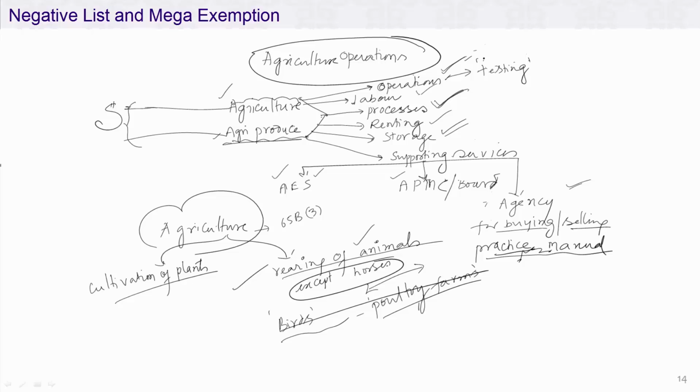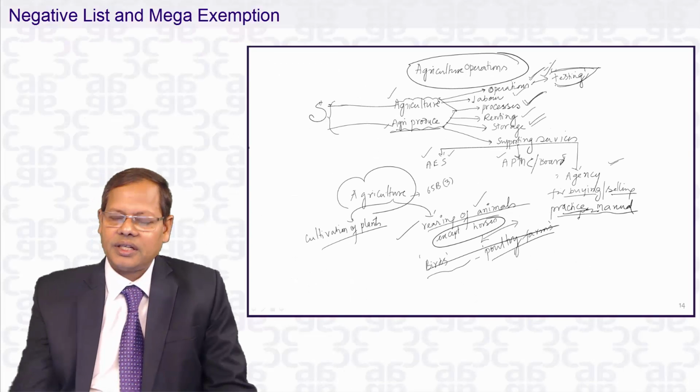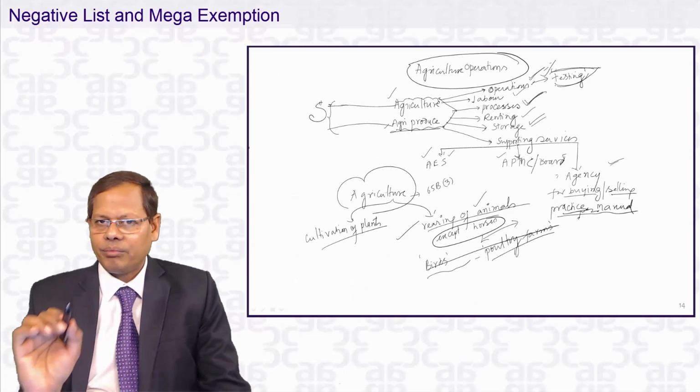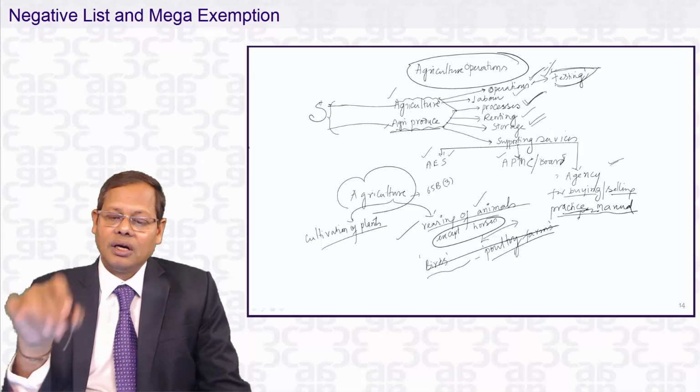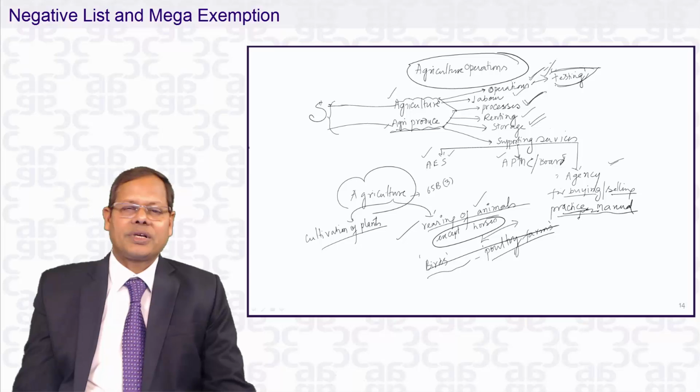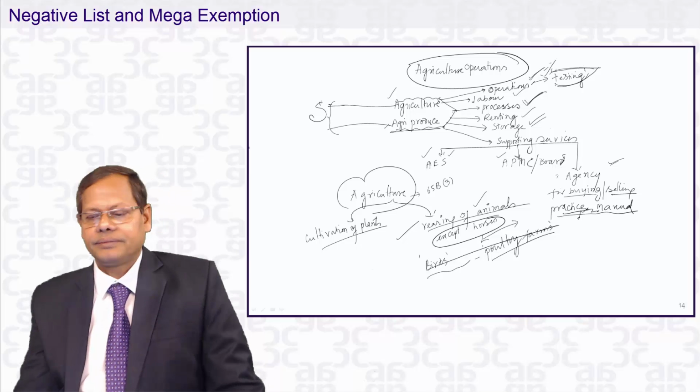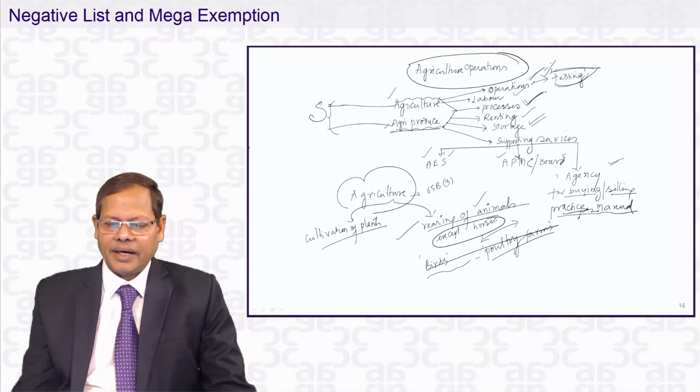Earlier it was seed testing. Only for seed testing the benefit was available. Now all types of testing, even soil testing, even final produce testing, any type of testing, if it is directly related to agricultural operations, is covered under the negative list now. So be careful when you get a practical question. All types of testing in agricultural operations, yes, they are falling under the negative list.